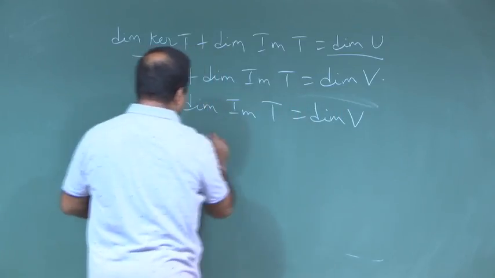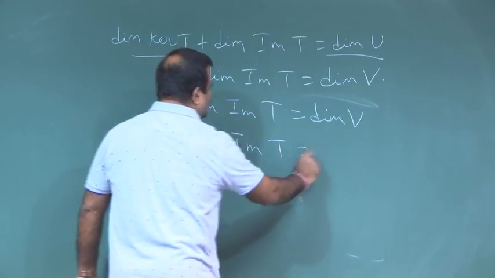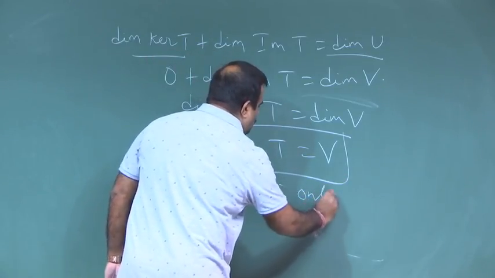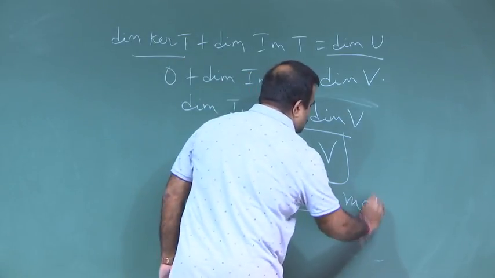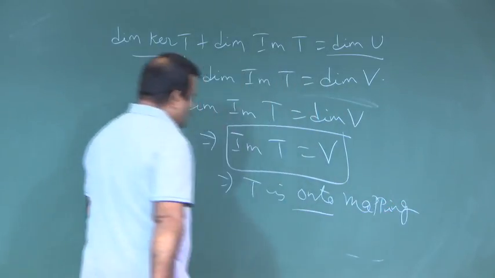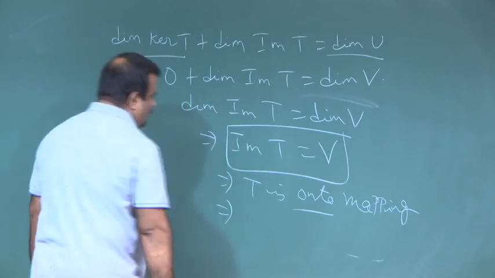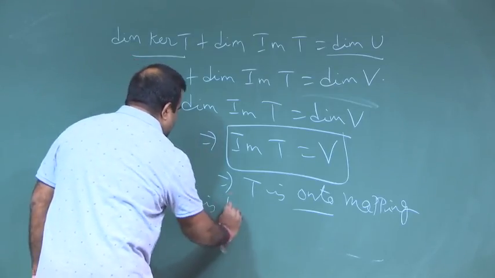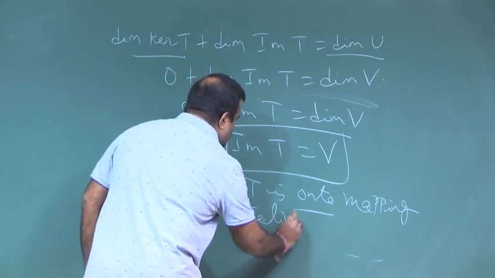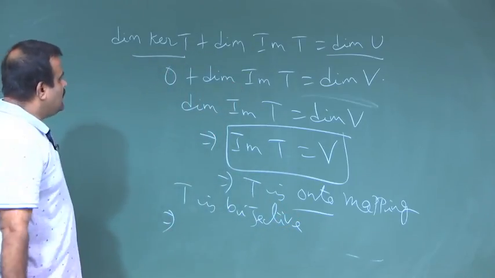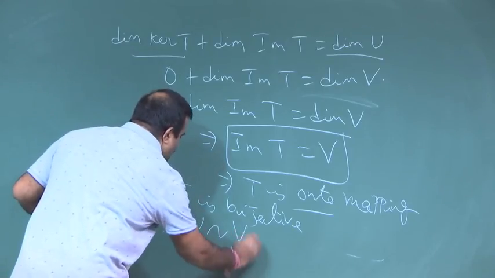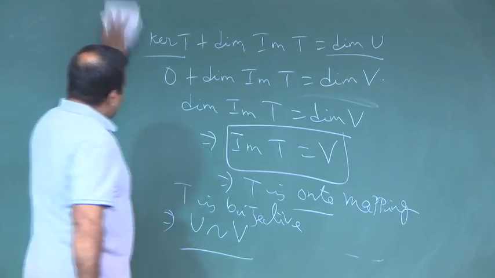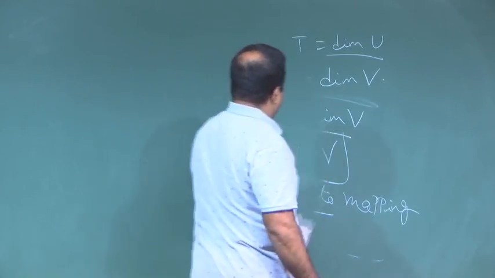So, this implies range of T is basically the whole set V. So, this implies T is an onto mapping. So, we have seen T is 1 to 1 and T is onto. So, T is bijective and this implies that U and V are isomorphic if they have the same dimension. If they have the same dimension, they are isomorphic. Now, we will quickly show another result on this isomorphism.